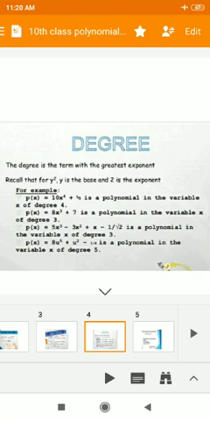Go through that. Children, all these definitions you have to note down in your classwork book. Put the heading polynomials, put date whenever you are getting this video, and write down all the definitions.